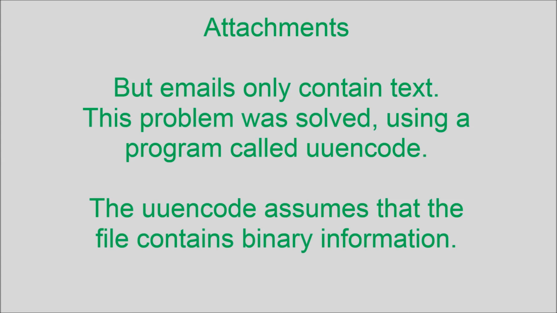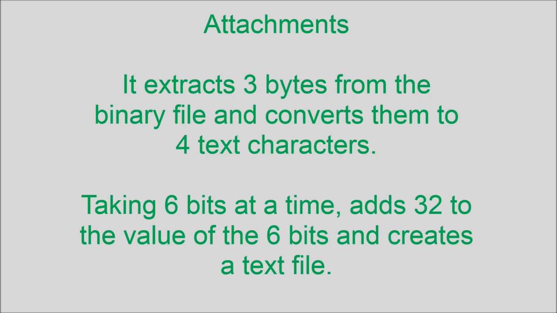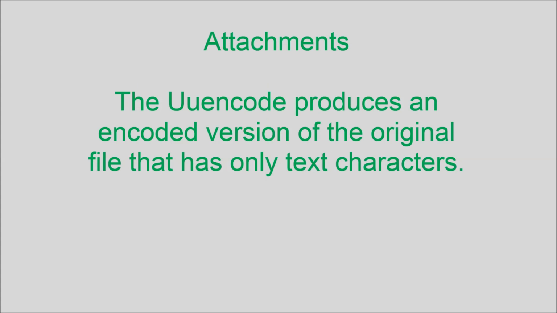uuencode assumes that the file contains binary information. It extracts 3 bytes from the binary file and converts them to 4 text characters, taking 6 bits at a time, adding 32 to the value of the 6 bits, and creating a text file. The uuencode produces an encoded version of the original file that has only text characters.